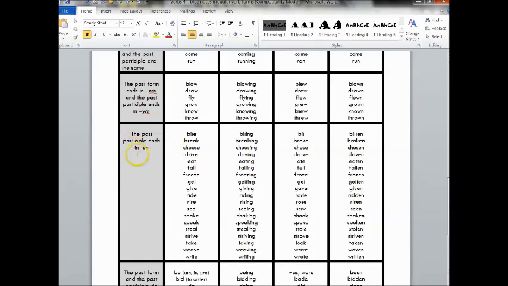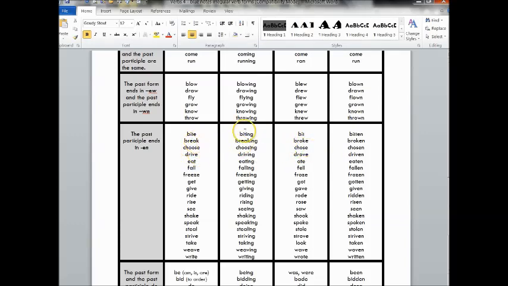The next is the past participle ends in EN. Okay, so the past form does something different. Bite, biting, bit, and bitten. Okay, then ends in EN. Okay, break, breaking, broke, broken. Choose, choosing, chose, chosen. And we say it differently and we lose an O from choose to chose.